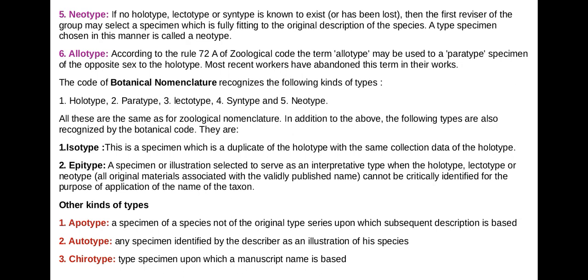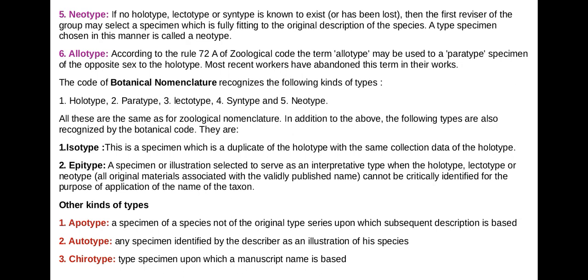So the code of botanical nomenclature recognizes the following kinds of types: holotype, paratype, lectotype, syntype, and neotype. All these are the same as for zoological nomenclature. In addition to the above, the following types are also recognized by the botanical code. They are isotype. This is a specimen which is a duplicate of the holotype with the same collection data as the holotype.